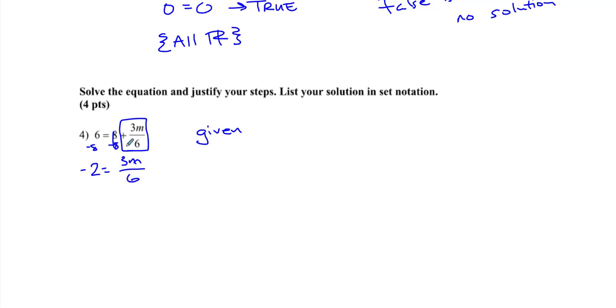3m over 6. Okay. From this step to this step, which property of equality did I use? I used the subtraction property of equality. Make sure you label these as you go down.